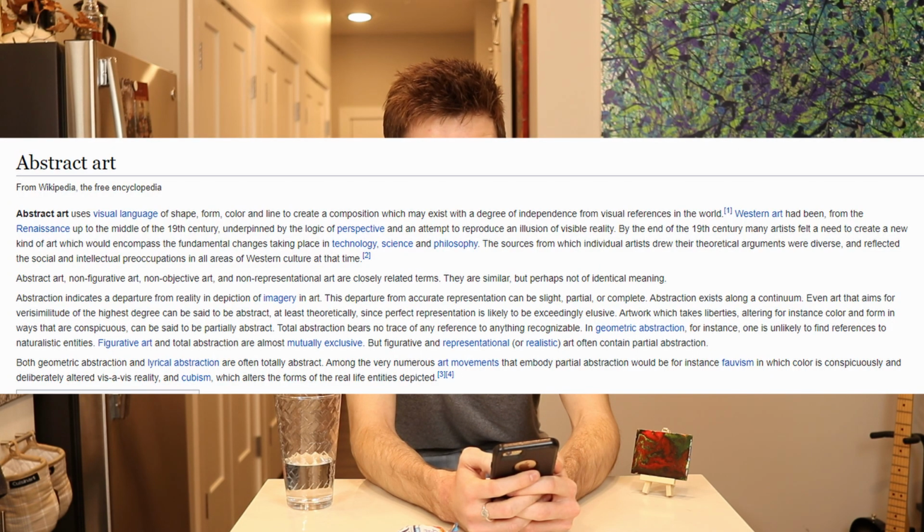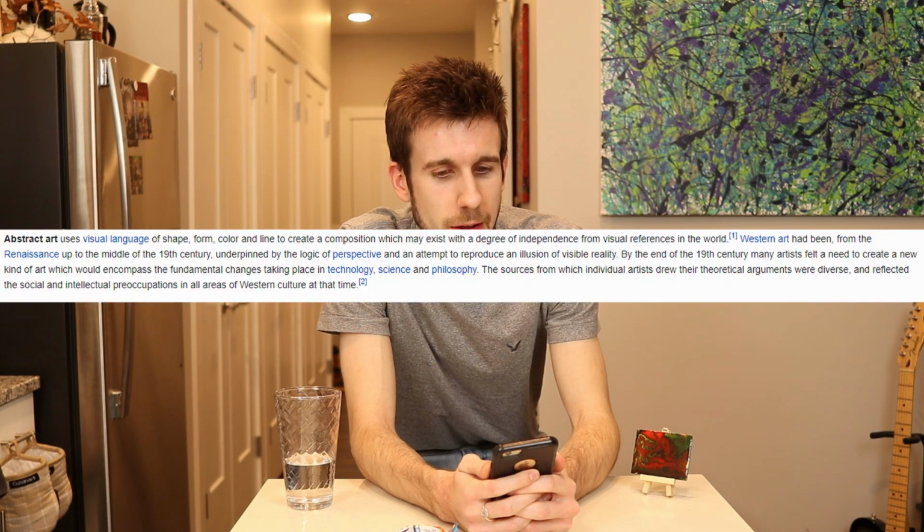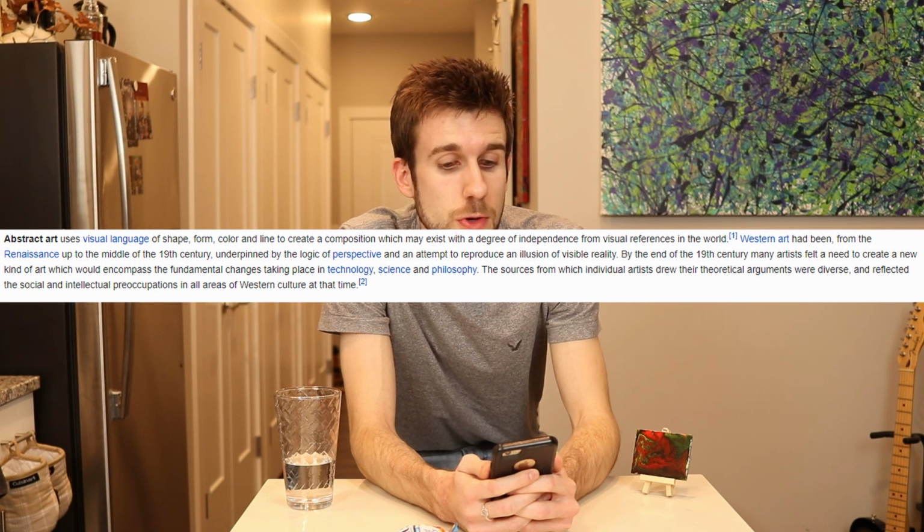So if we pull up the definition for abstract art, it uses the visual language of shape, form, color, and line to create a composition which may exist with a degree of independence from visual references in the world. So to me, that means it seeks to create something that doesn't necessarily exist in reality. As the entry goes on to say, most of Western art was underpinned by the logic of perspective in an attempt to reproduce an illusion of visible reality.